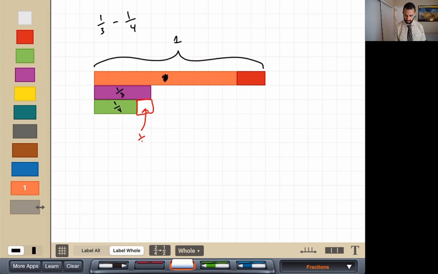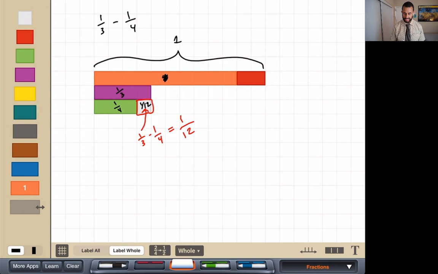But what is that size? One of these. 1/3 minus 1/4. But each one of those is how much? 1/12. It's 1/12. Because that's the space, right? That's the space in between.